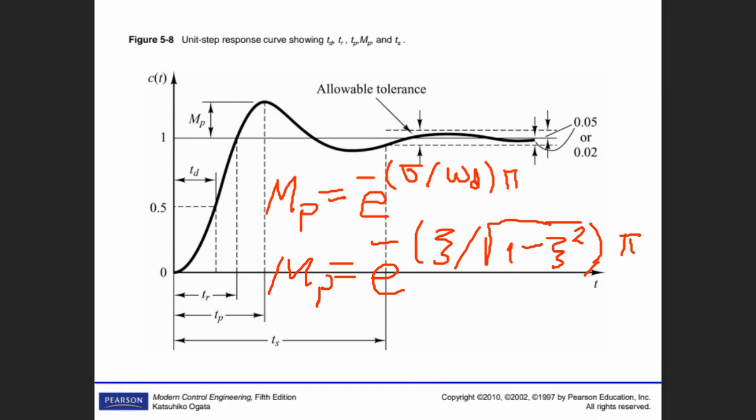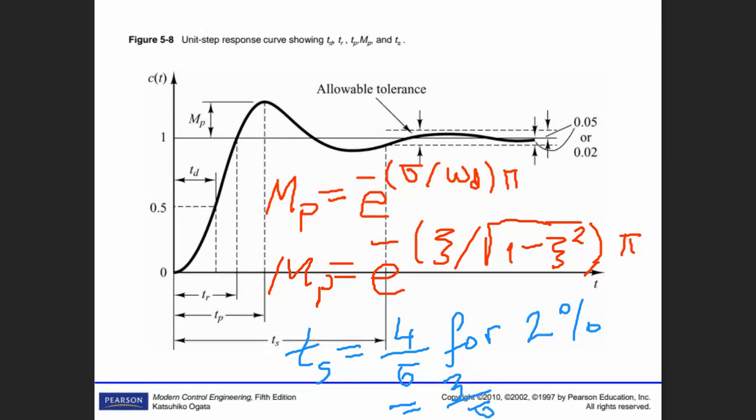TS is equal to 4 over sigma for 2%, which is equal to 3 over sigma for the 5% criterion.